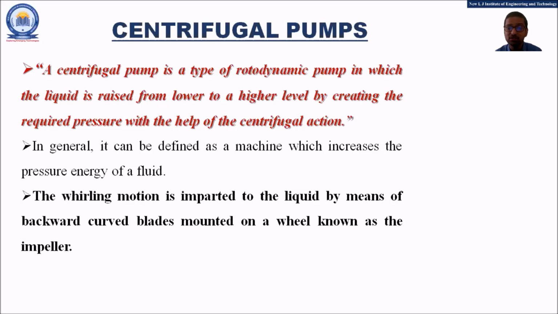The whirling motion is imparted to the liquid by means of the backward curved blades mounted on the wheel which is known as the impeller. Whirling motion is a type of motion which is developed in the centrifugal pump, and this motion is developed by means of the backward curved blades mounted on the wheel known as the impeller.